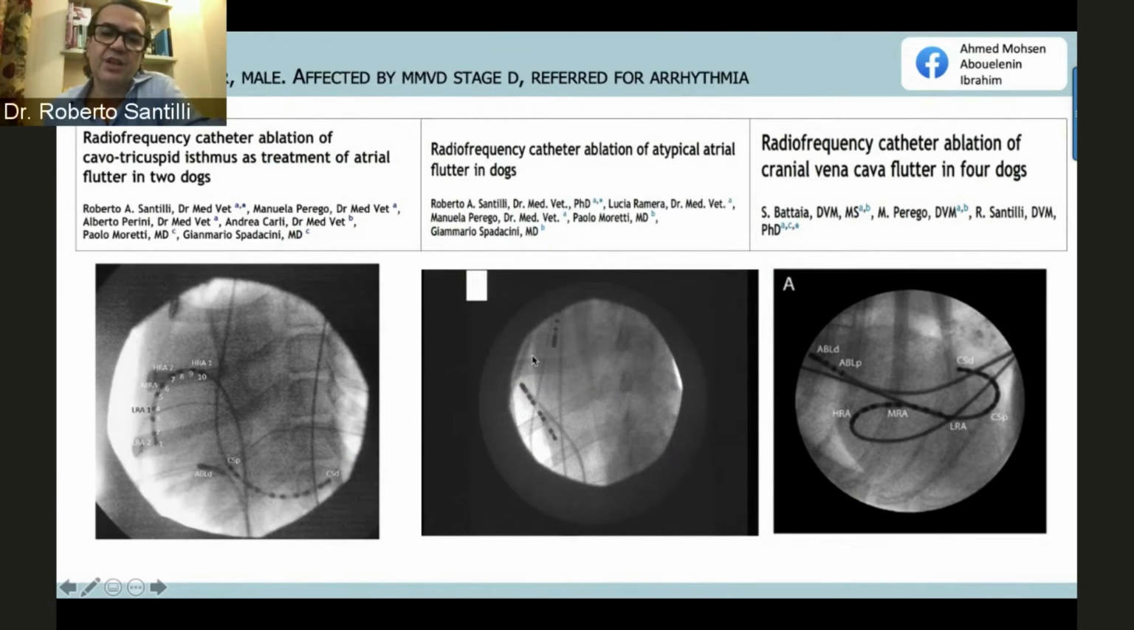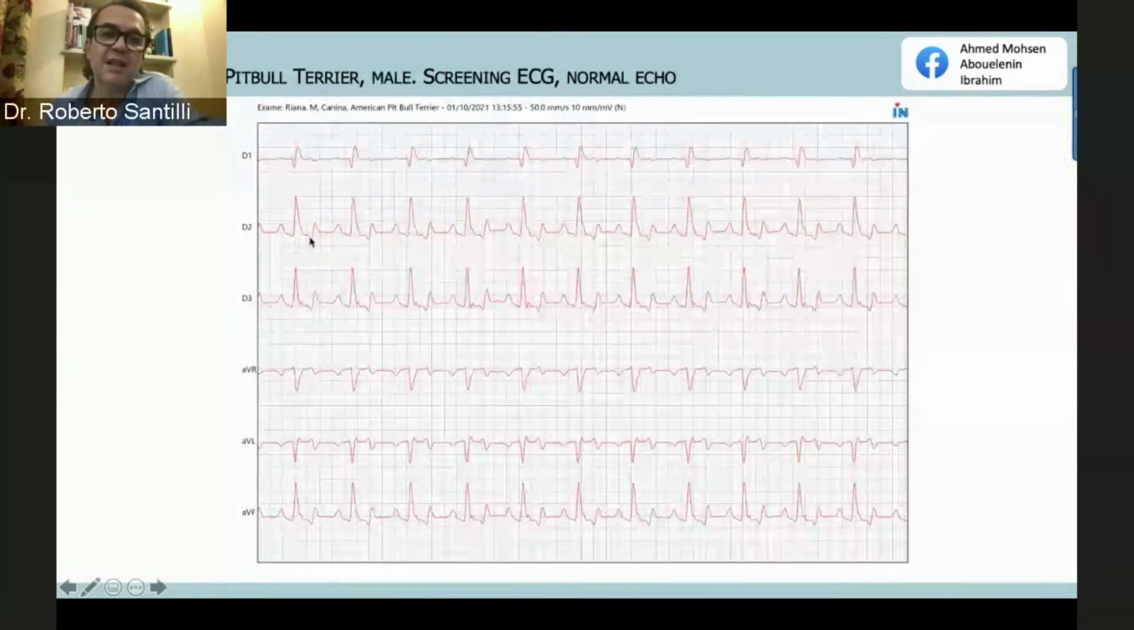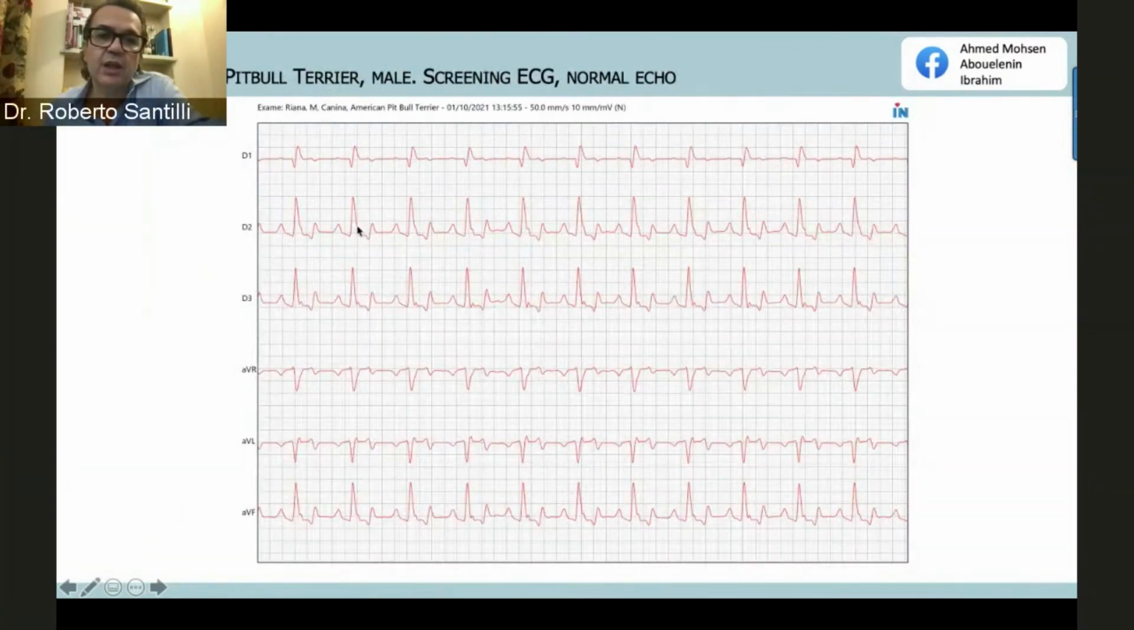Then we have another isthmus in the right atrial free wall. And this year, we just published what we call cranial vena cava flutter. As you can see here, this is a lateral view, and the isthmus where we did the ablation was within the cranial vena cava. The appearance can be slightly different from that, so you can actually see the F wave coming in and out from the QRS complex, but what is interesting is the isoelectric line between two consecutive F waves.